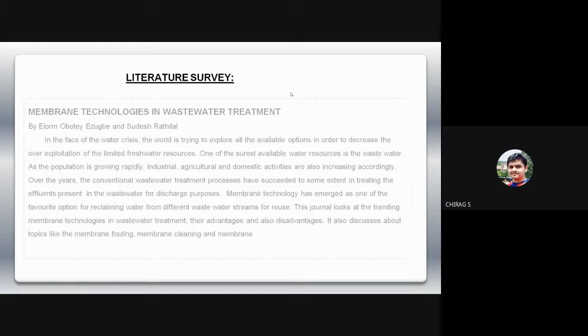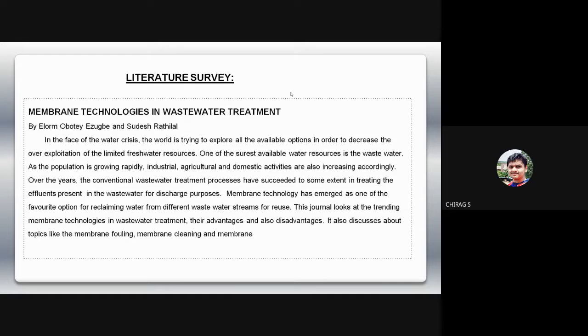Coming to the literature survey, we have gone through many journals while making this project, but in this presentation, we mainly focus on three main journals which we have studied. Firstly, membrane technologies in wastewater treatment.